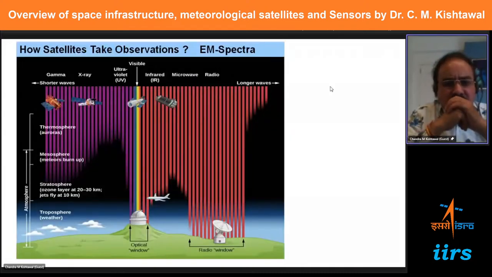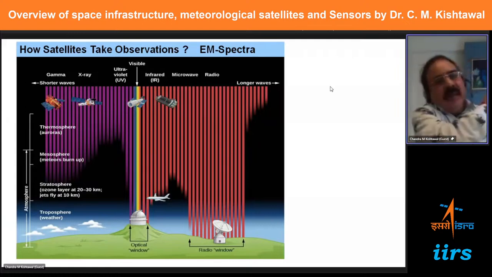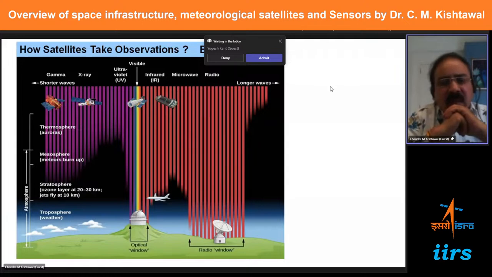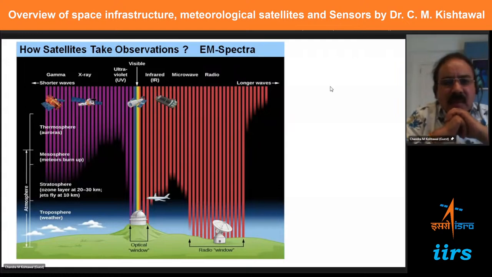Now, how do satellites take observations? One important question is what a satellite measures, first of all. For example, we can use satellites for measuring winds, temperature, radiation, aerosols, etc. But a satellite does not measure temperature, or winds. Satellite measures only one thing. Satellite measures the radiances, or the reflectances, or the reflected radiance. It measures only radiation, nothing else. And you have to make an algorithm which can convert these radiations into meaningful quantities.